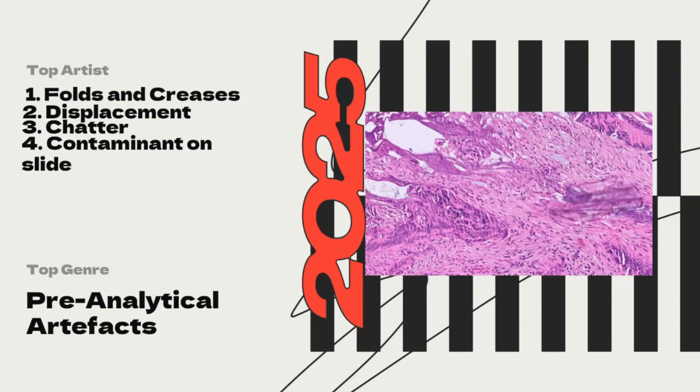And again, just something like contaminant on the slide. So there's quite a large piece of contaminant on there and it's covering quite a large area. It's just, again, it's just little quality things that just need to improve.